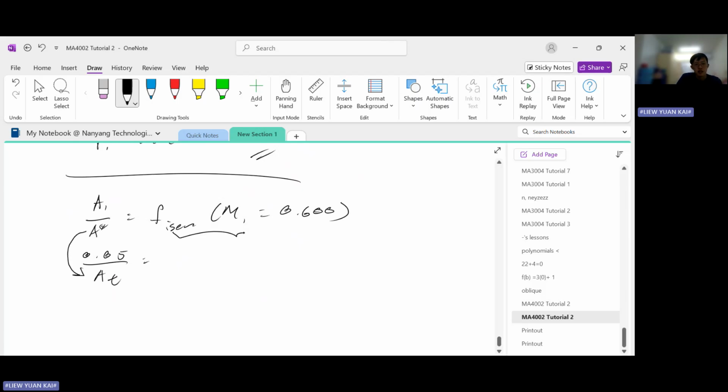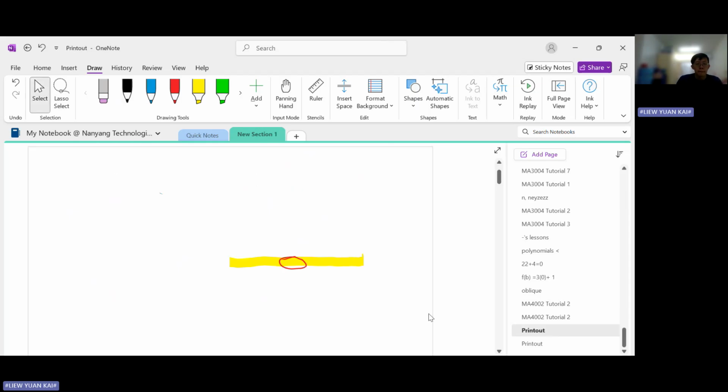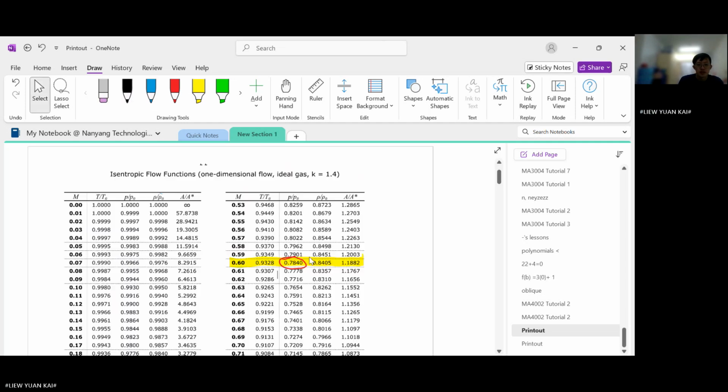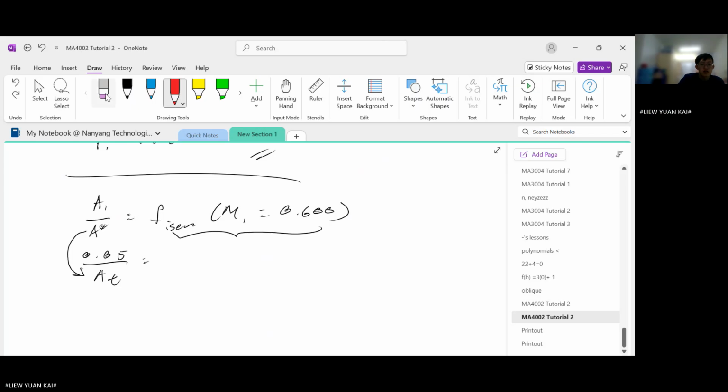Then how do I get this? I go to the table and look for Mach number equals to 0.6. Should be here, I think. Yeah. So I'm looking for area. So this one, 1.1882. Okay, you meet the throat area, the subject, you should get this.